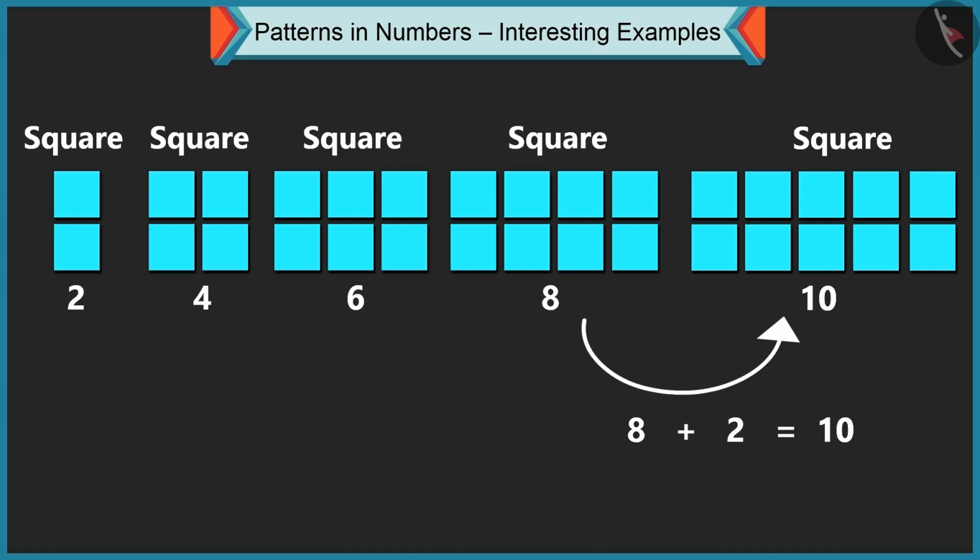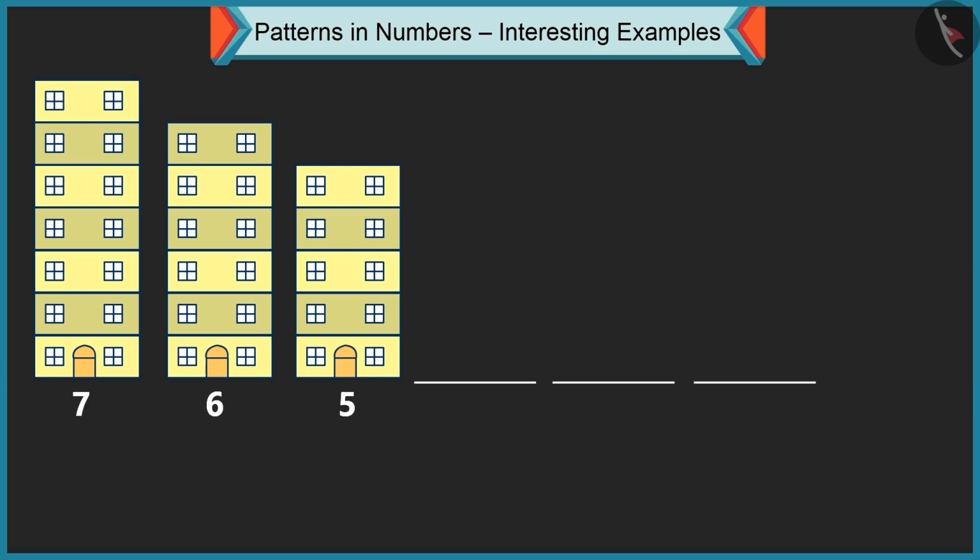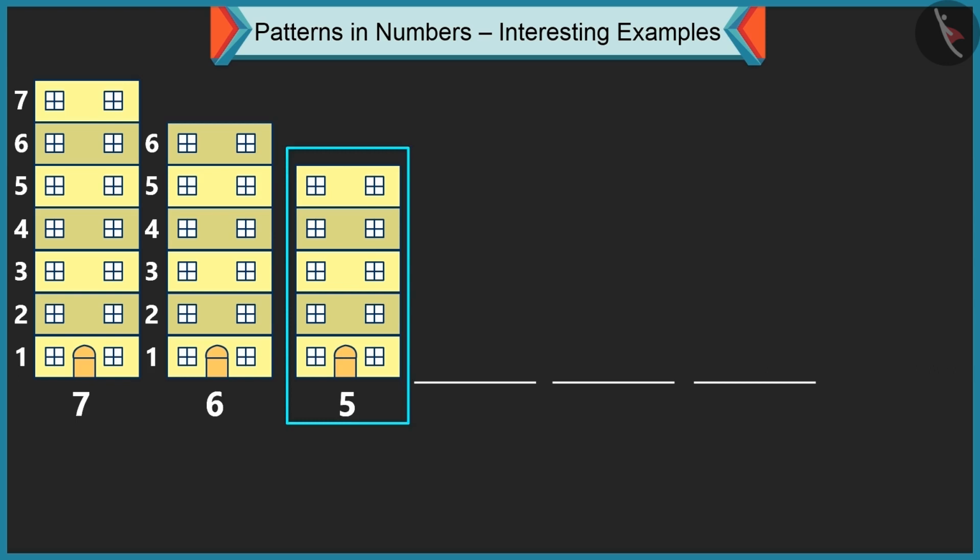Children, let us see another pattern. See, this pattern is made of buildings. Now tell me, how many floors are there in the first building? The first building has 7 floors. And how many floors are there in the second building? The second building has 6 floors and the third building has 5 floors. Okay, now let's continue and complete the pattern.